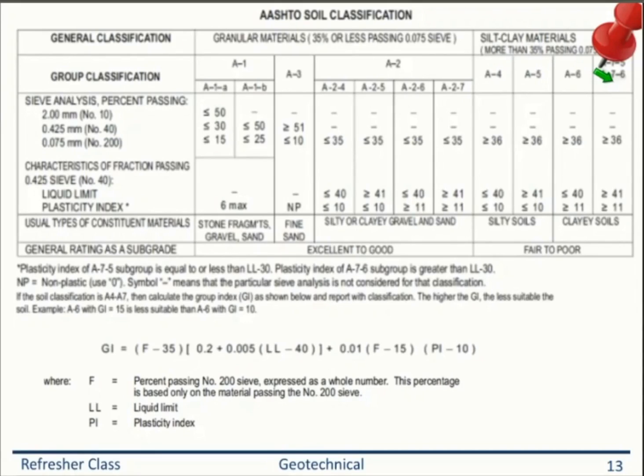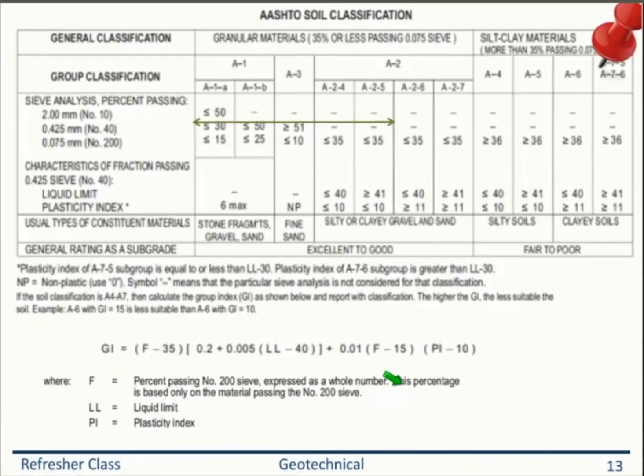Now, these are the equations for the group index, GI. GI means group index, where F stands for the percentage passing through the number 200 sieve, and it should be presented as a whole number. These are numeric values. LL stands for the liquid limit of that soil, F again is the percentage passing through the number 200 sieve, and PI is the plasticity index. So this is the group index equation.